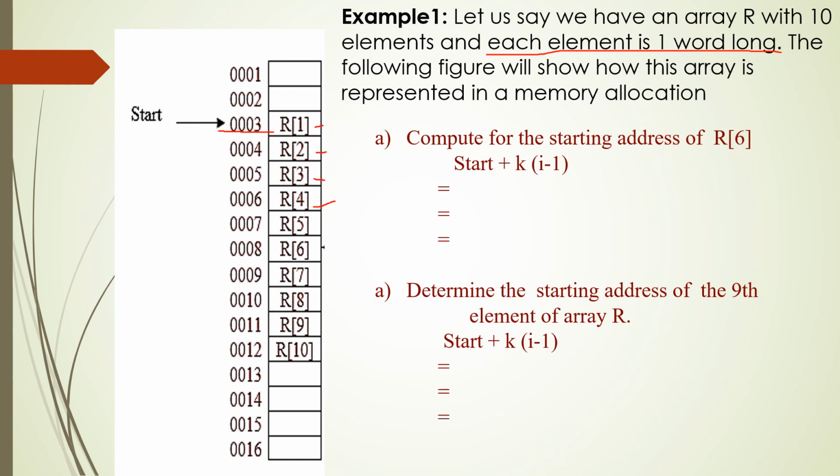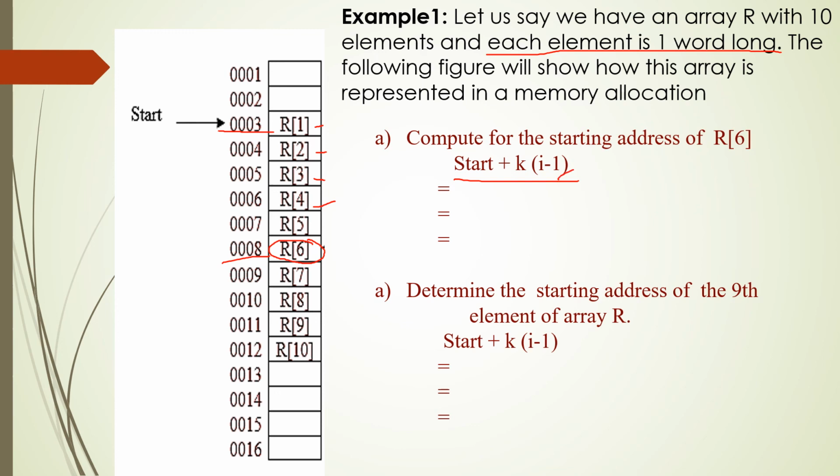So that is why we need to follow the formula start plus k times (i minus 1), okay? So if we're going to determine the starting address of the sixth element, we are referring to this one. So the sixth element is stored at address 0008. Madali lang kasi we have this figure. So what if wala? Okay, so all we need to do is to make use of this formula.